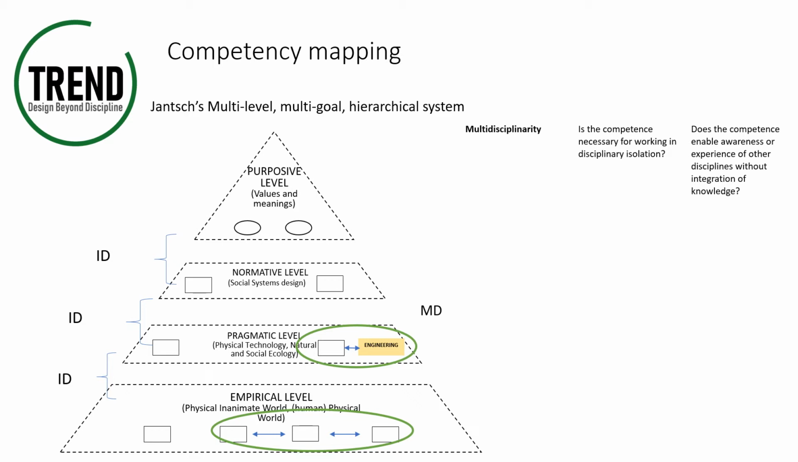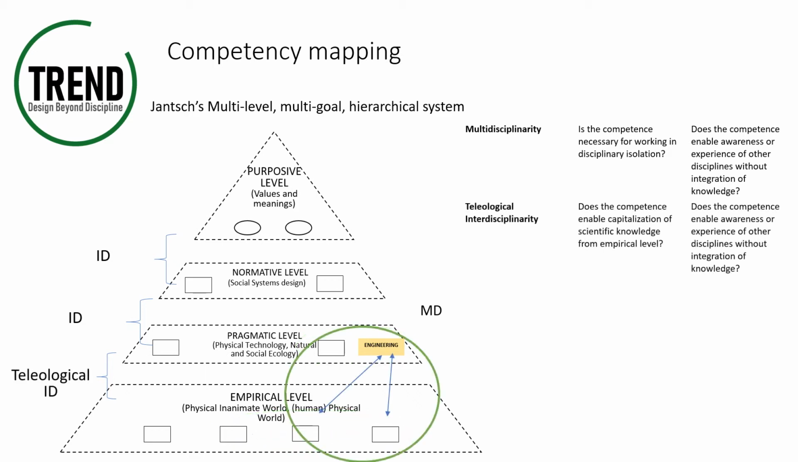Interdisciplinarity takes place across 2 levels, with discipline at a higher level organizing related disciplines at a lower level. Jantsch further divides ID to describe the level among which they interact. First one is teleological ID. Engineering design as an applied science sits within the pragmatic level and interacts with sciences at the empirical level. Related competencies are linked to the capitalization of scientific knowledge from an empirical level and applying this to engineering tasks.